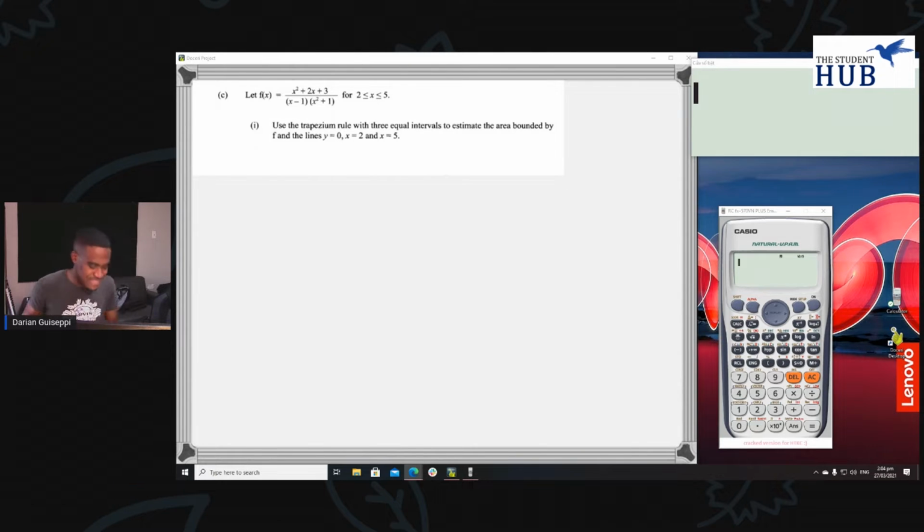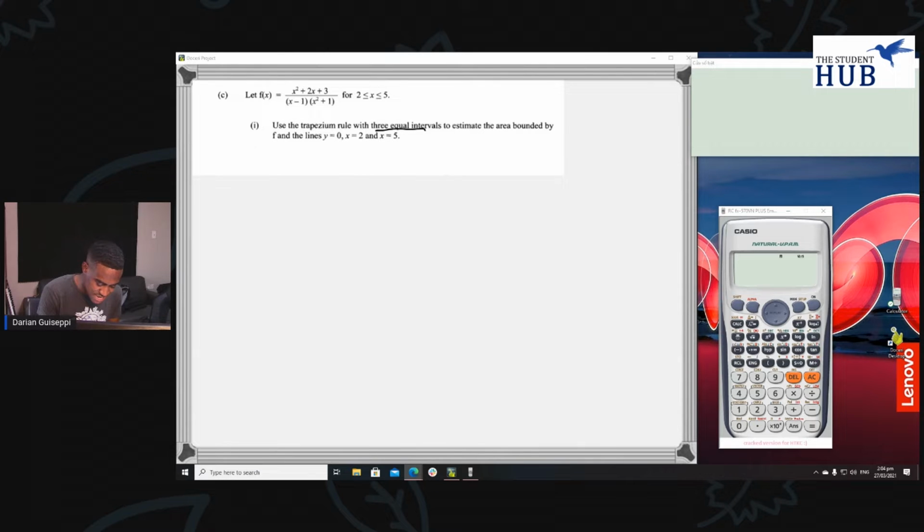So we have, let f of x equal to this function here, for 2 is less than or equal to x, which is less than or equal to 5. Then they say, in the first part of part C, use the trapezium rule with 3 equal intervals to estimate the area bounded by f, the lines y is equal to 0, x is equal to 2, and x is equal to 5.